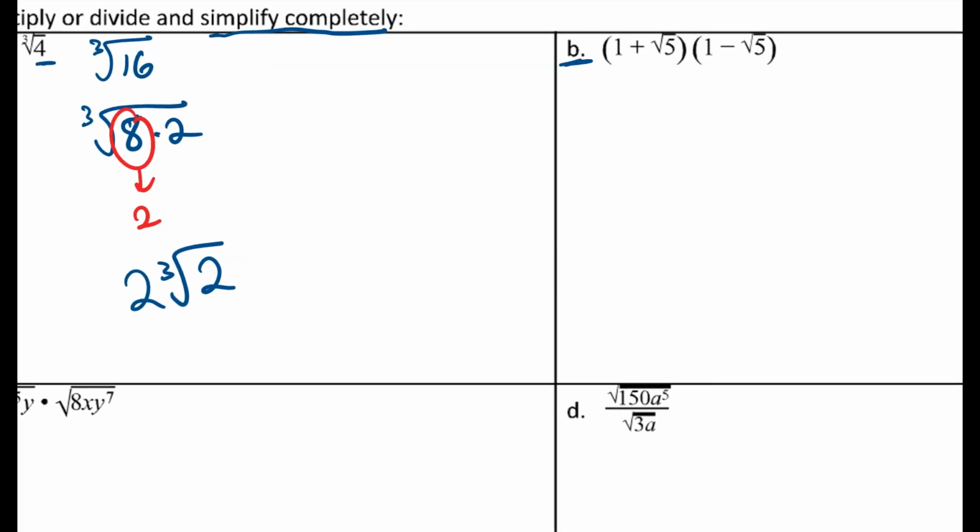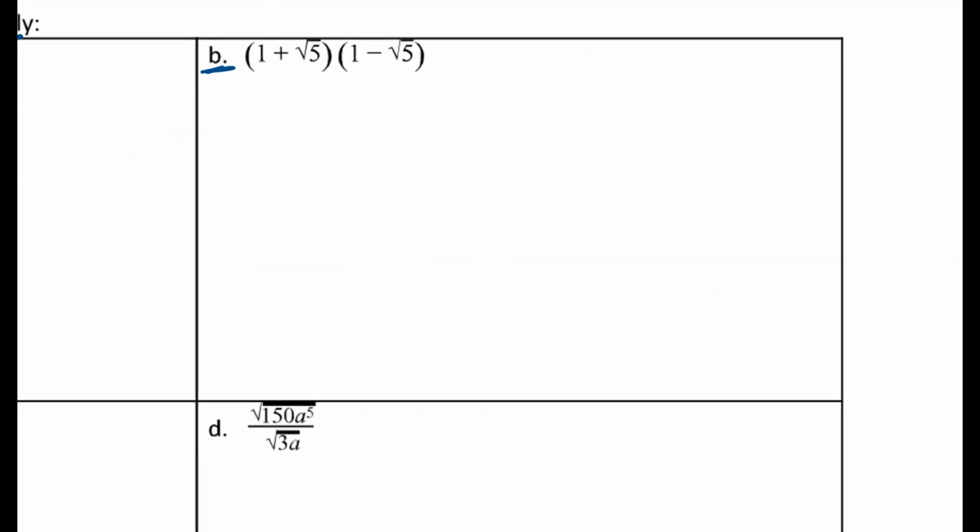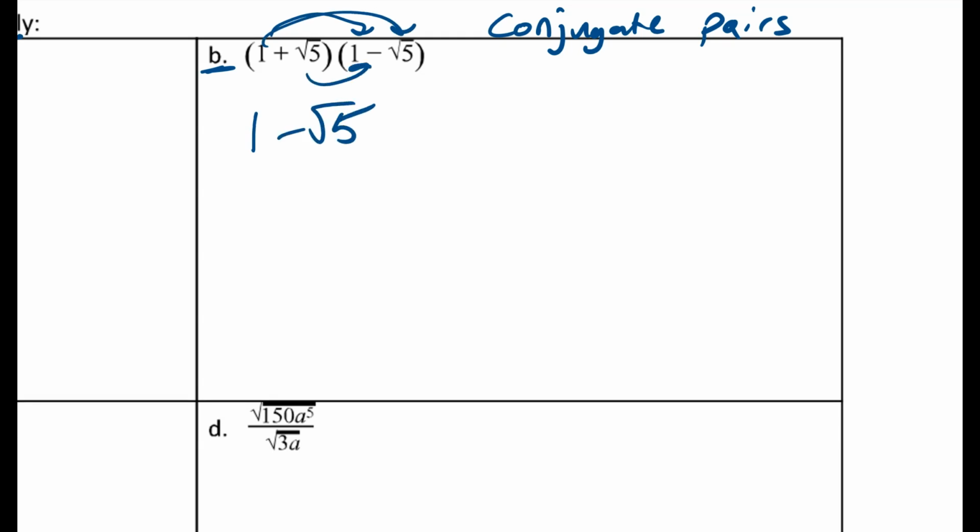For b, it's important to recognize that these look almost the same, 1 plus radical 5 and 1 minus radical 5, except that the sign in between them has changed. So remember, these are called conjugate pairs when that happens, and they end up simplifying pretty nicely. So let's see what happens. 1 times 1 is 1. 1 times negative radical 5 is negative radical 5. Radical 5 times 1 is positive radical 5. And radical 5 times a minus radical 5. Remember, if they're under the radicals, you keep them under the radicals when you multiply. So they multiply to radical 25.